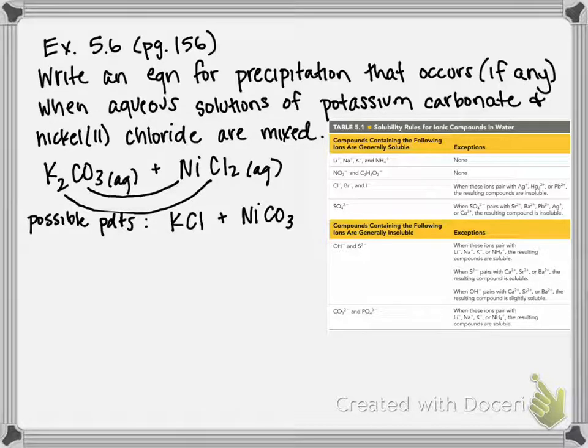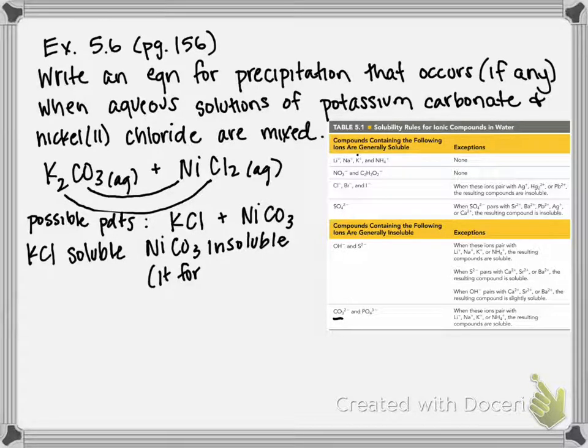So KCl, if we look at our rules and consult them, anything that contains potassium is always soluble. So KCl is soluble. No precipitate will form. Nickel carbonate, on the other hand, carbonate is typically an insoluble ion unless it's paired with an exception. Nickel is not one of our exceptions, so NiCO3 is insoluble, meaning it will form a precipitate.